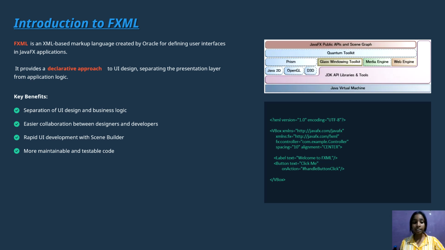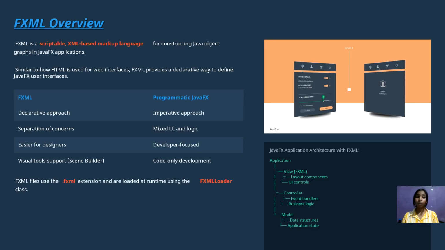Now we can see a simple basic example for FXML. Here is a simple FXML file. It defines a VBox layout with a label and a button. The fx:controller links this layout to Java code, and the onAction attribute connects the button to an event handling method.